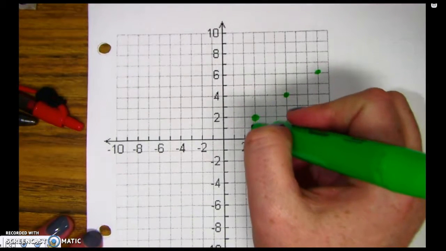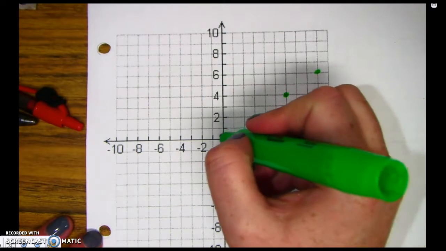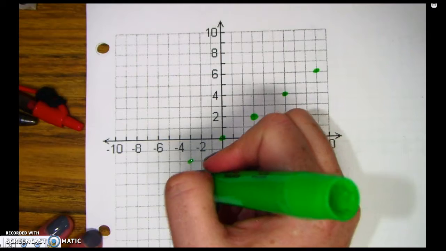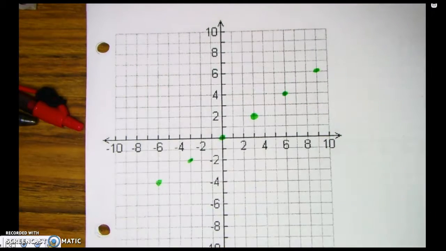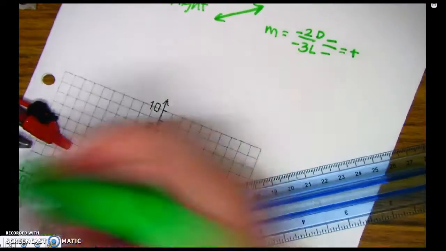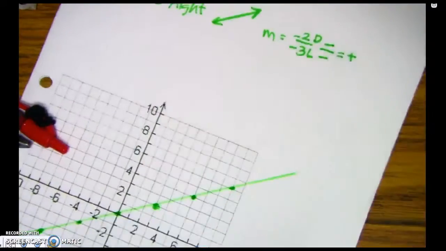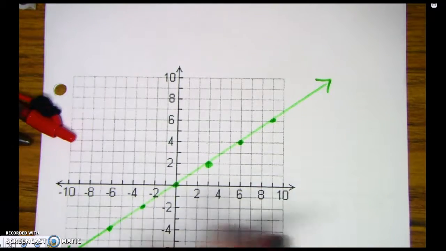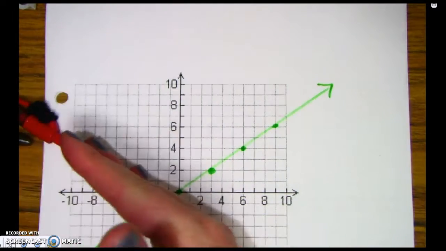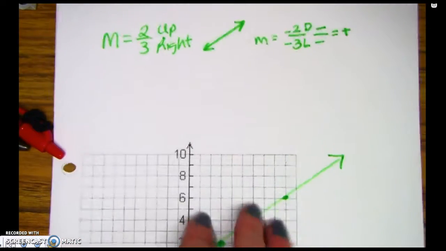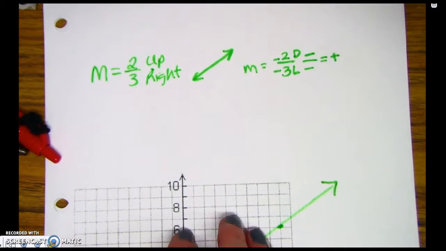So now I'm going to go down 2, 1, 2, 3. And now I have a line that has a slope of 2/3. So there's my line that has a positive slope of 2/3. Okay? If I want to create a perpendicular line through any of these points, anywhere on this line, then I have to have the negative inverse slope.